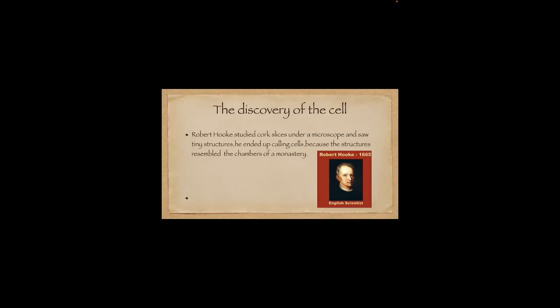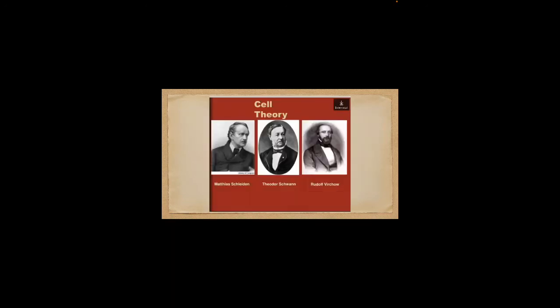We're going to talk about the discovery of the cell. Robert Hooke studied cork slices under a microscope and saw tiny structures he ended up calling cells because the structures resembled the chambers of a monastery. Anton van Leeuwenhoek improved on lens technology. He was the first to examine and describe microorganisms like bacteria in a drop of water. He called them little beasties.